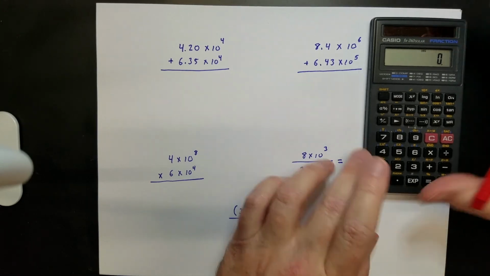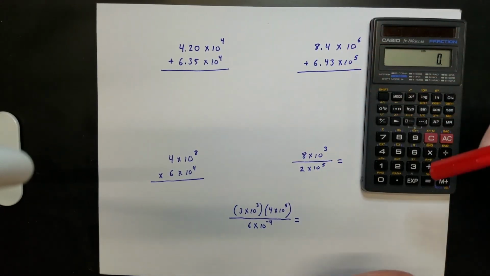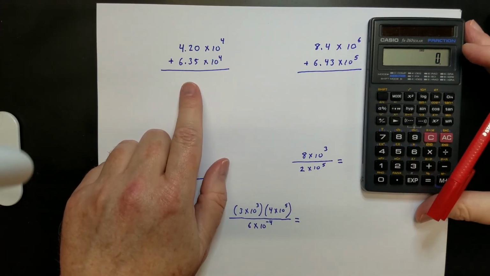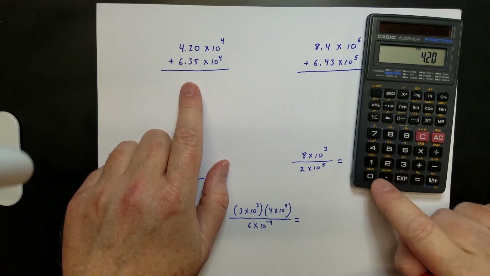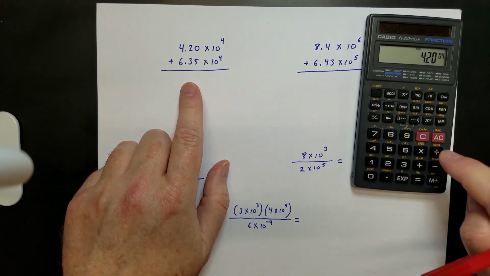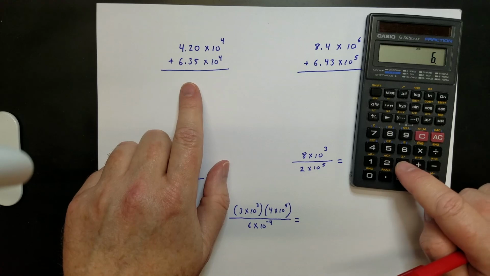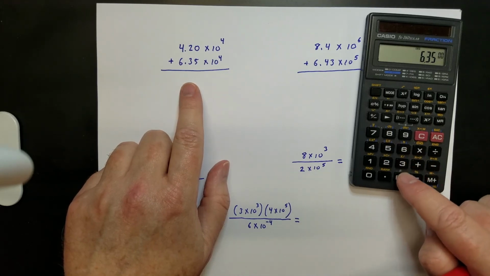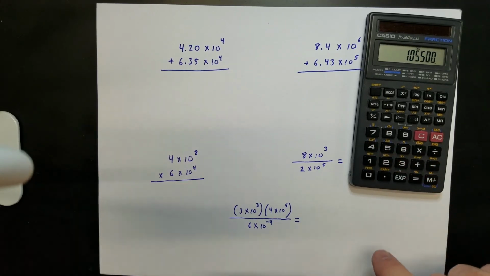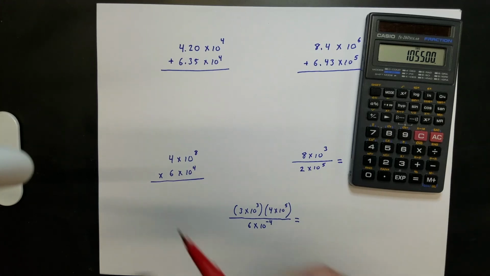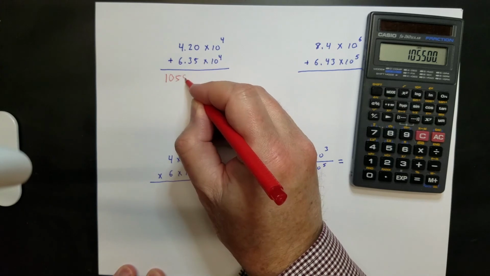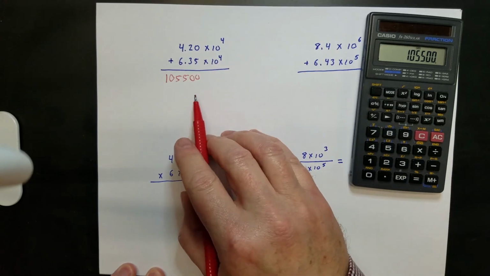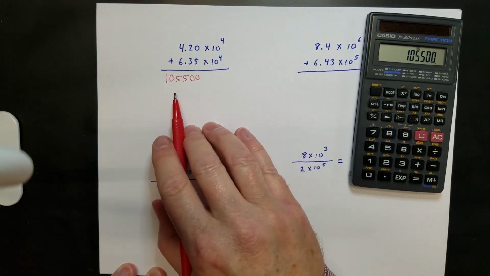Now, if the exponents don't match, then you have a little bit more stuff that you've got to do. But let's just go ahead and use the calculator for this one. So we've got 4.20 exp 4 plus 6.35 exp 4, and we get this one. And the calculator took it out of scientific notation. So we get 105500. But for the sake of practice, I'm going to put this number back in scientific notation.